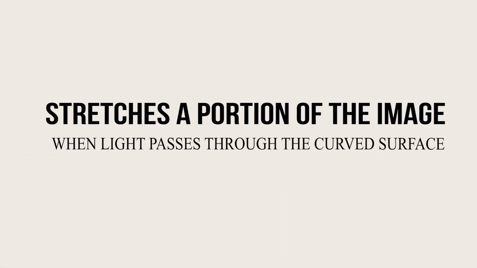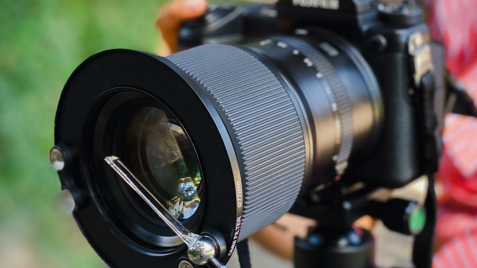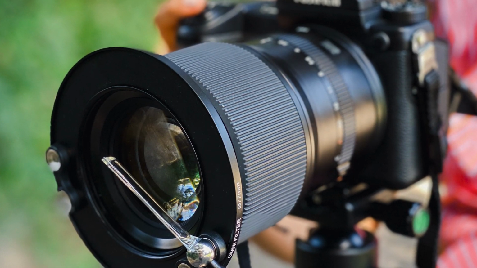So stretch glass is going to stretch a portion of your image when light passes through the curved part of your wand. So you can see here, as light is coming through the curved part, it's stretching out the light in the image here. This is the setup that I had. So you can see the light is actually bouncing off of the curved part of the wand back into the lens, and that's what's creating these streaks.